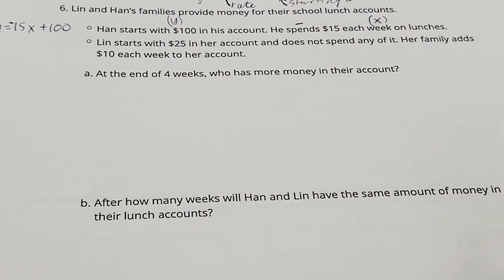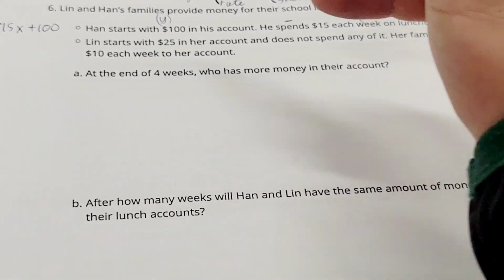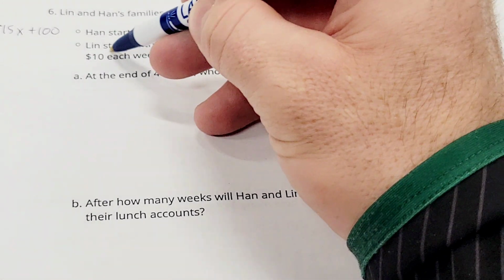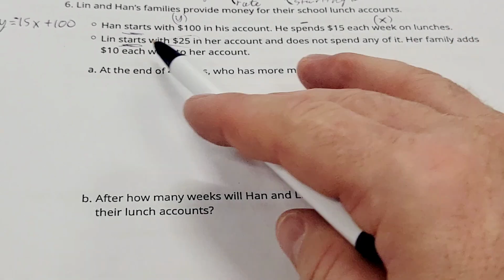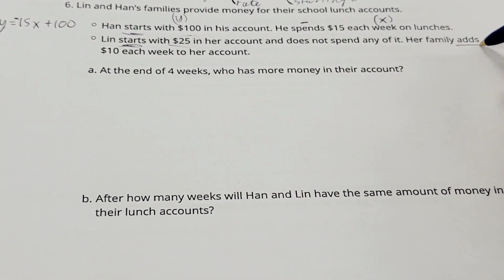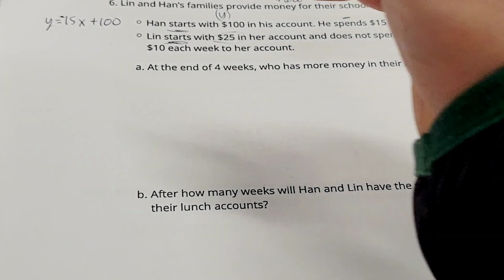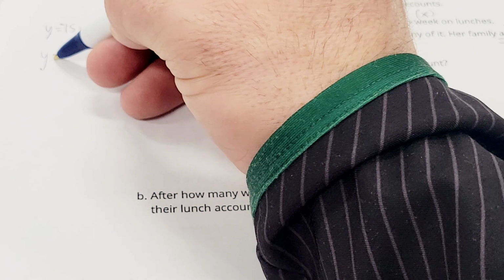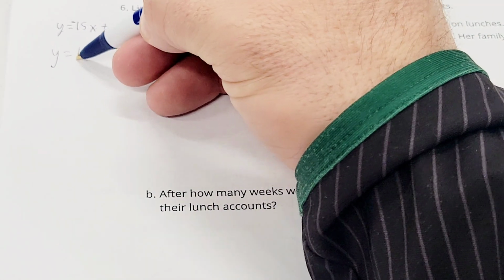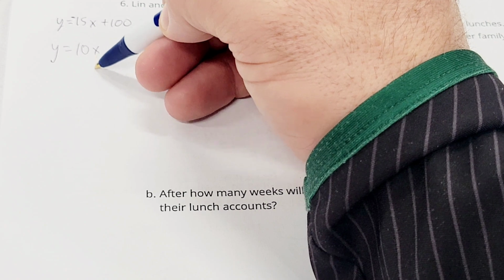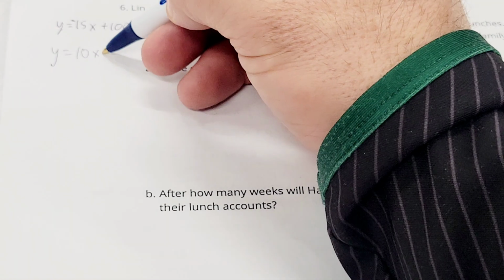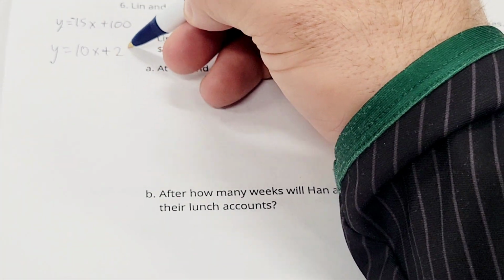Okay. Lynn starts with $25 in her account. There's a starting number, literally says start, and does not spend any of it. Her family adds. That's going to be plus $10 each week. So her equation is going to be Y equals 10X plus 25, adding $10 per week. Remember, the X is number of weeks, starting with $25.